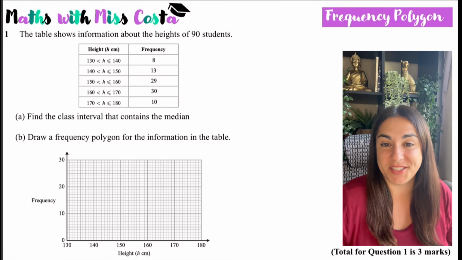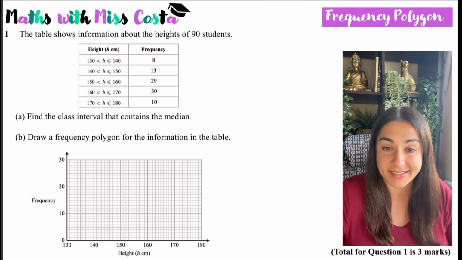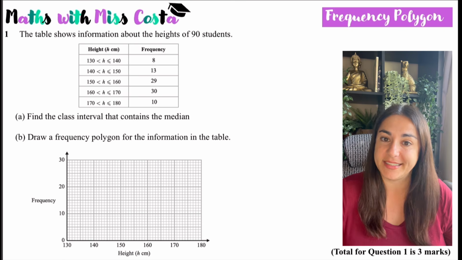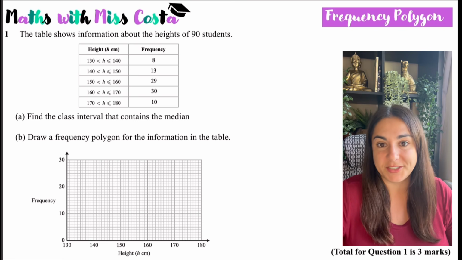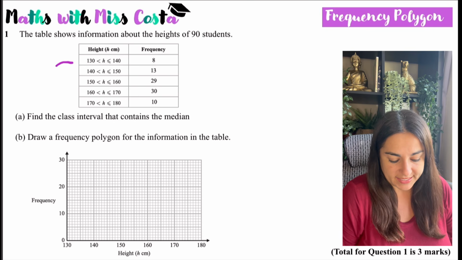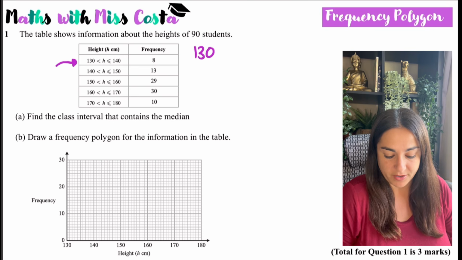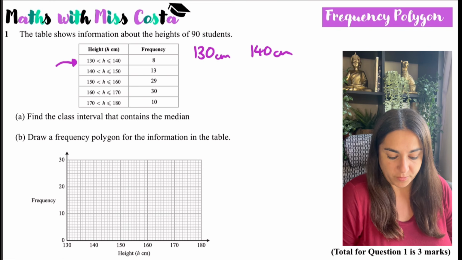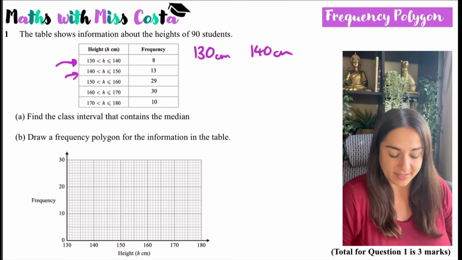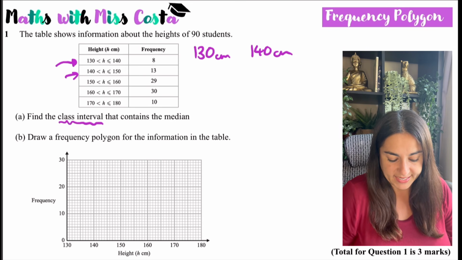Okay, so for the first question we're dealing with the frequency polygon. Now I'm showing a table that shows information about the heights of 90 students, and the first part of the question is asking you to find the class interval that contains the median. Now the class interval is going to be one of these. The class interval is essentially saying between 130 and 140 centimeters height, and then between 140 and 150 centimeters height, and so forth. So I need to find the class interval that contains the median.